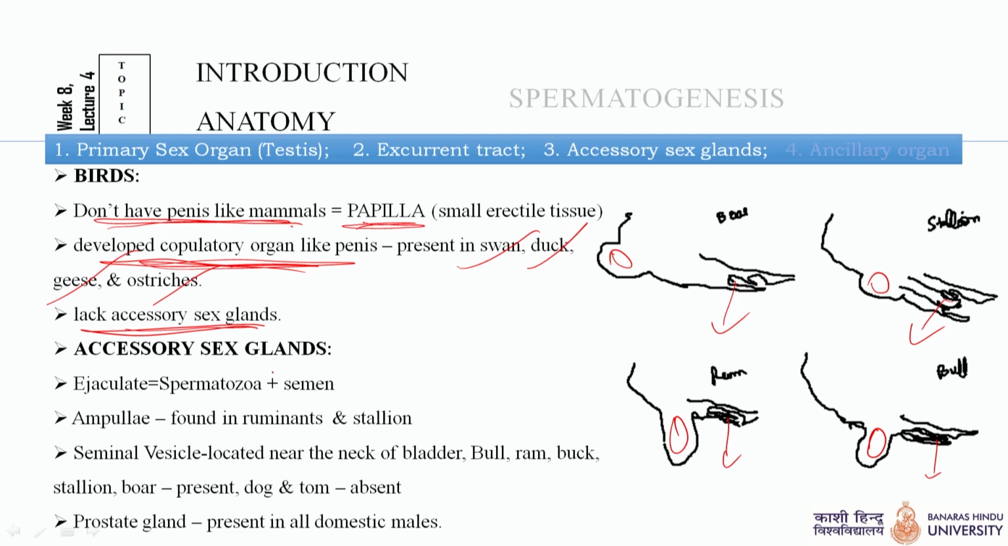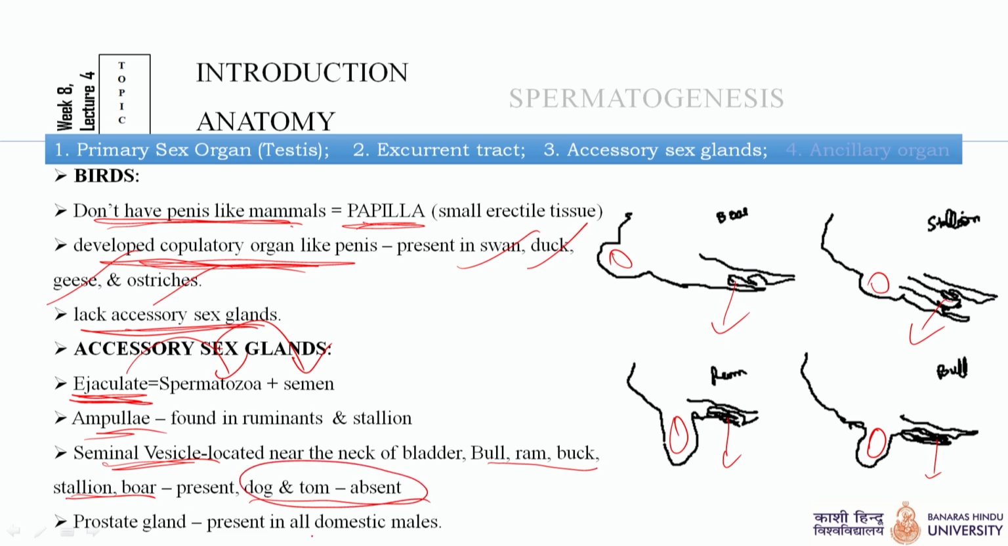Coming to the accessory sex glands, they contribute to the ejaculate. Okay, what is this ejaculate? Ejaculate contains spermatozoa as well as the semen. Now, the accessory sex glands: the first one is the ampulla, found in ruminants as well as the stallion. Next is the seminal vesicles. Mostly they are located near the neck of the bladder. In the bull, ram, buck, stallion and boar they are present, whereas in the tom and the dog the seminal vesicle is absent.